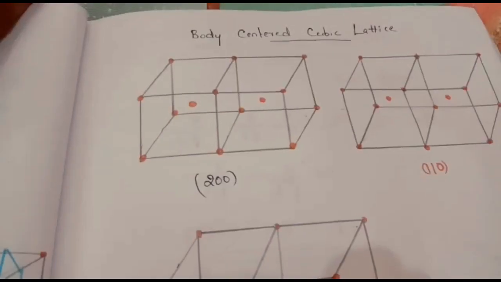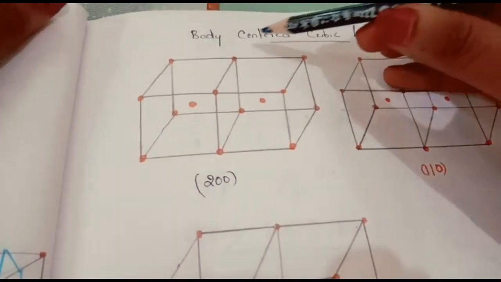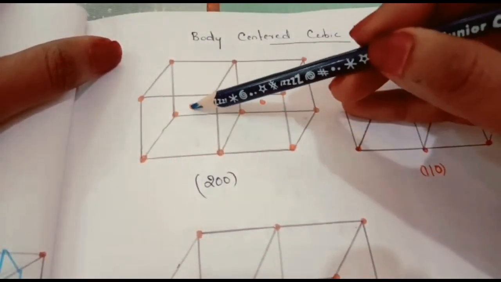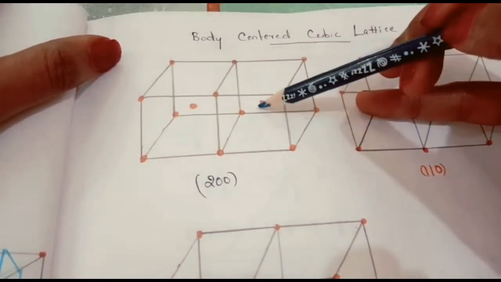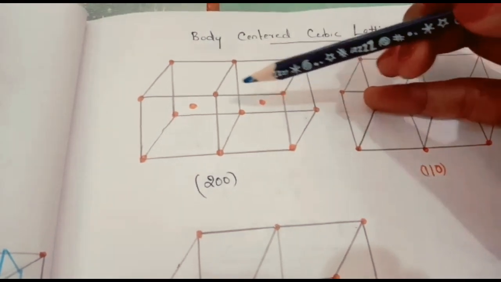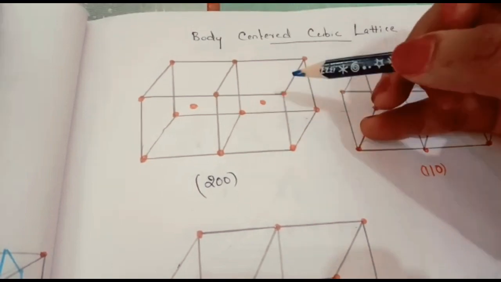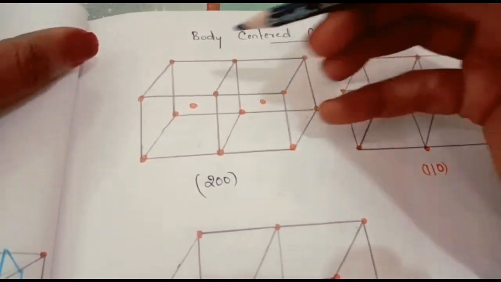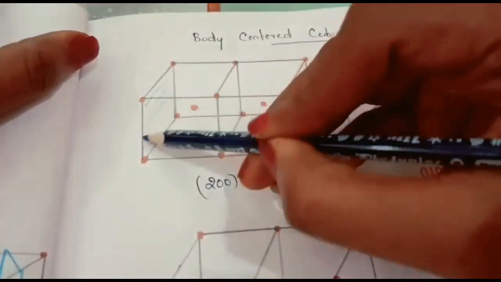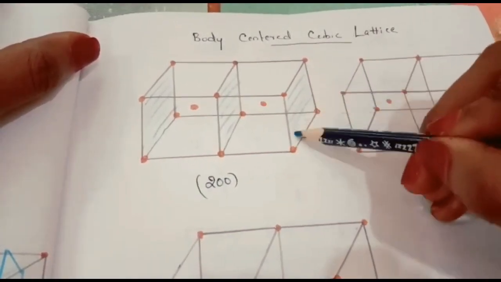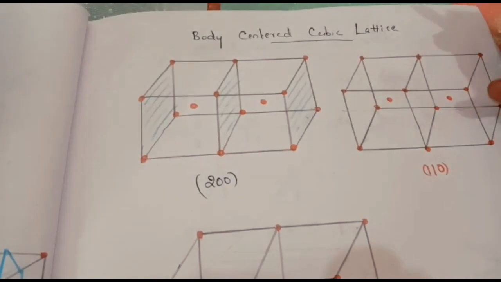Next is the body-centered cubic lattice. In a body-centered cubic lattice, we know atoms are present at all the corners and one atom is present in the center of the cube. So when we are drawing lattice planes, we should consider the center atom also. Now first we will draw the 100 plane. For a simple cube, we know the 100 plane we have drawn like this. This is the representation of the 100 plane in a simple cube.